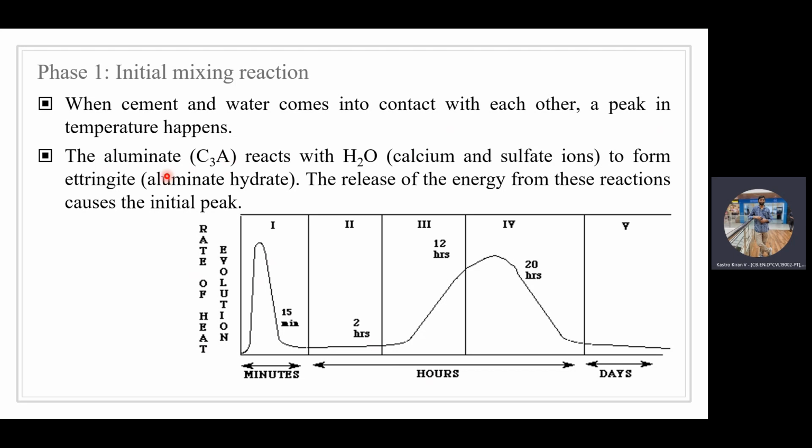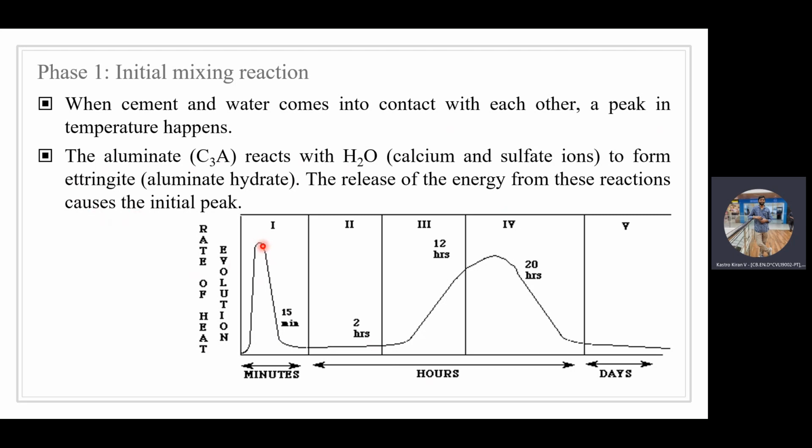So here, when C3A reacts with the water, it leads to the formation of a compound which is called ettringite. And because of this ettringite, the release of the energy from these reactions causes the initial peak.